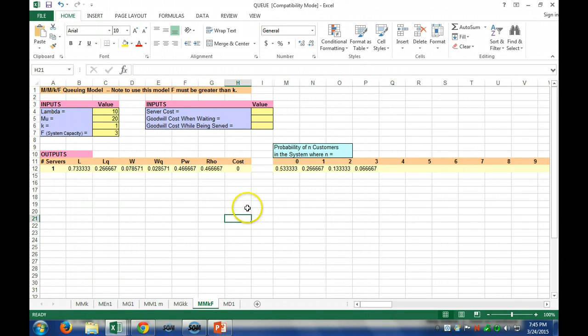Now the important thing here is what percentage of customers are getting a busy signal and hanging up and calling my competitor, aren't even entering my system. What percentage of the time is this system completely full? You can get this through this analysis. What percentage of my time is my system completely full? How many does my system hold? 3. What percentage of time do I have 3 customers in my line?